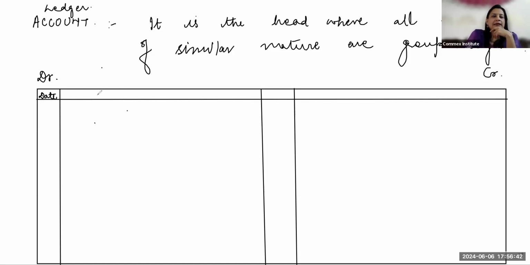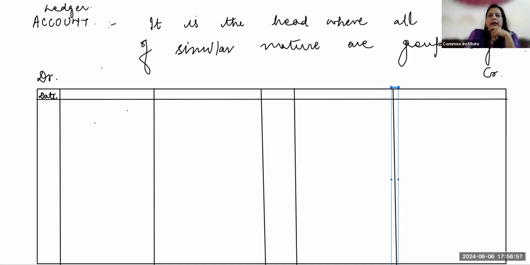Then we have the second column on both the sides. The second column is a broader column, and here we are going to put the name of the account, the name of the other account. Just write "other". What this "other" is, I'll tell you. And on the credit side also, the first column is the date column, and the second column is the name of other account.